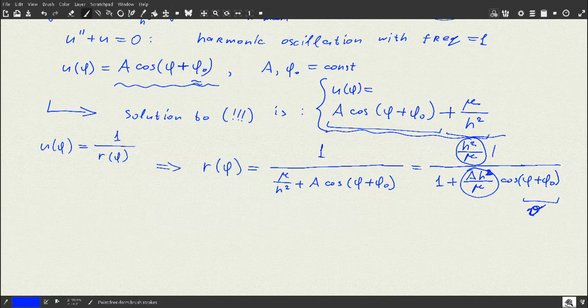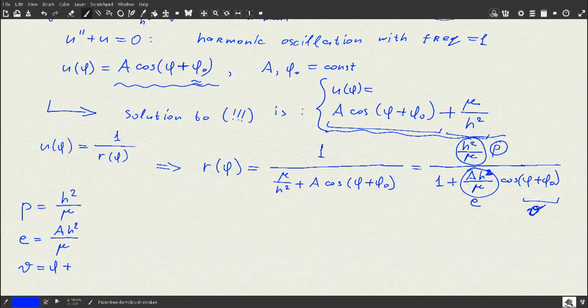This constant will be denoted by p, and this constant will be denoted by e. So p is h squared over mu, e is a times h squared over mu, v is phi plus phi 0, and then we have r as a function of v, not phi. R of v equals p divided by 1 plus e cosine v.